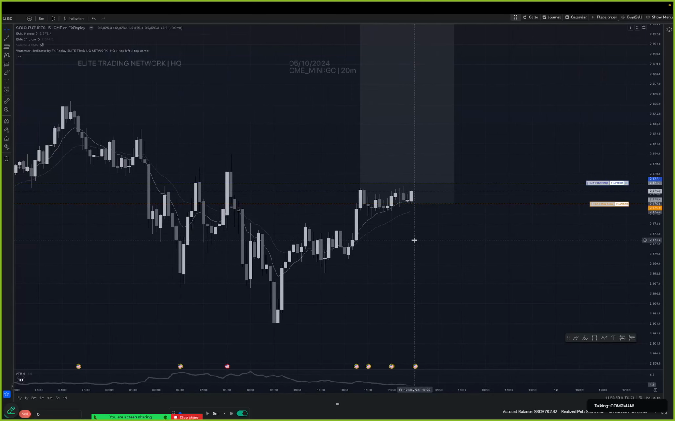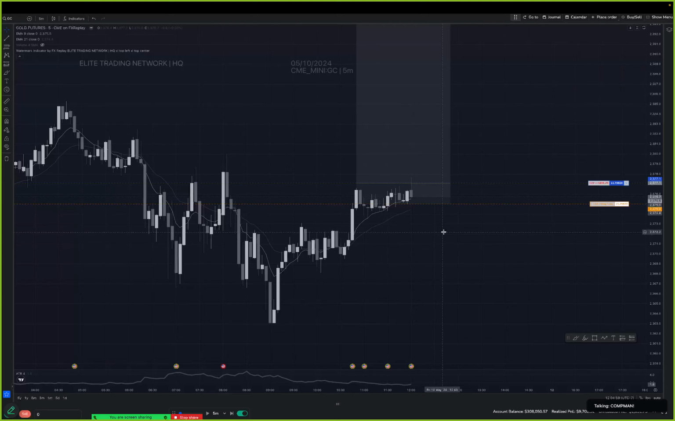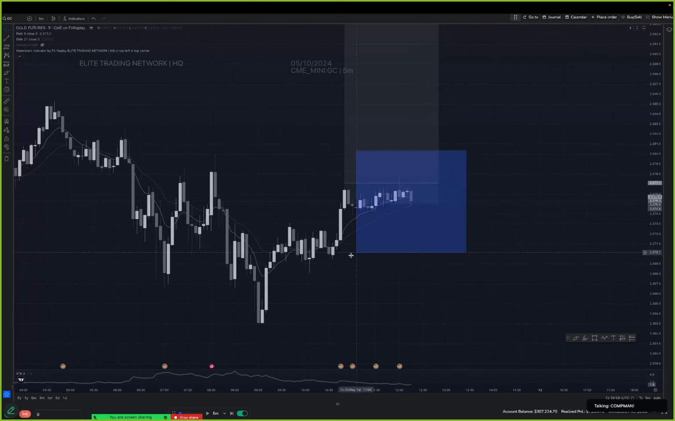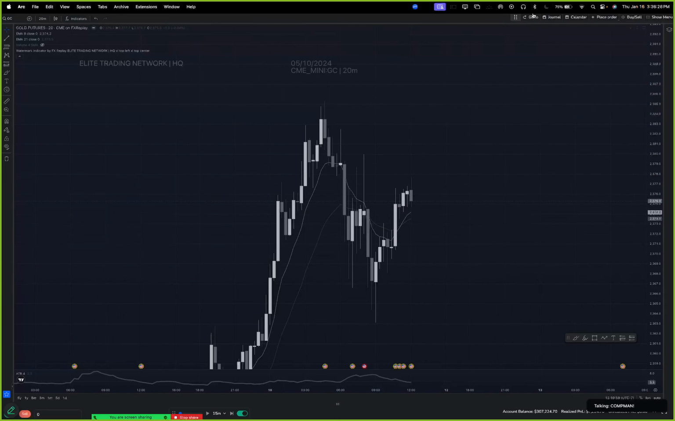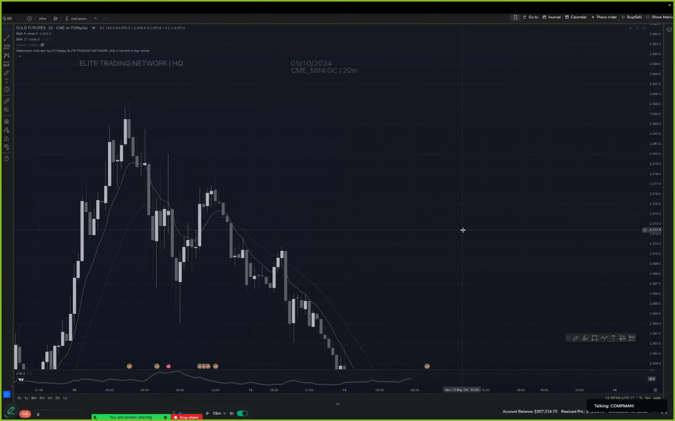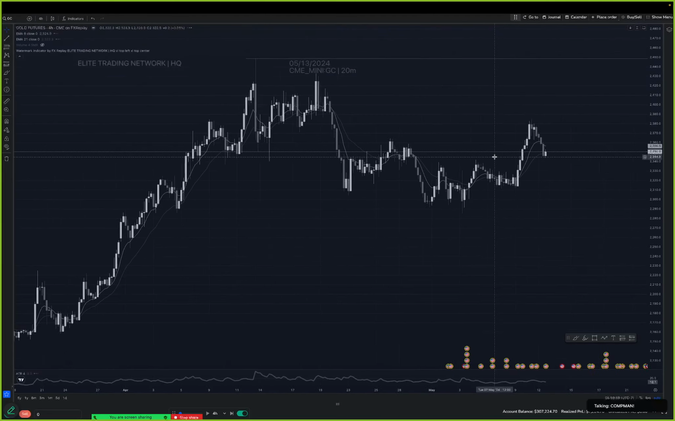I do not take trades after 12, so I'm keeping a sharp eye on this. Oh, and we got tapped in at 12, so that's unfair, but okay. We take a loss there. Go to the next day. Cool. Okay, we're starting to crash back down.